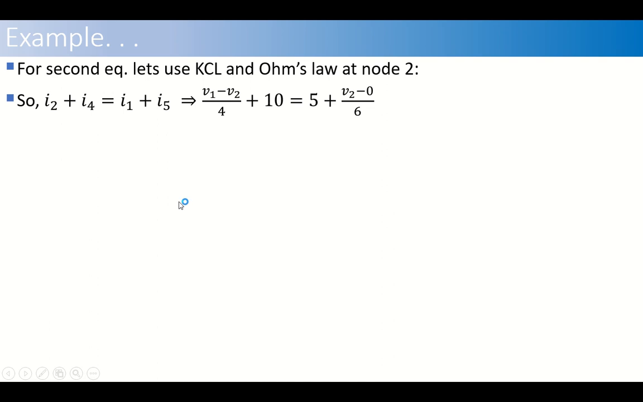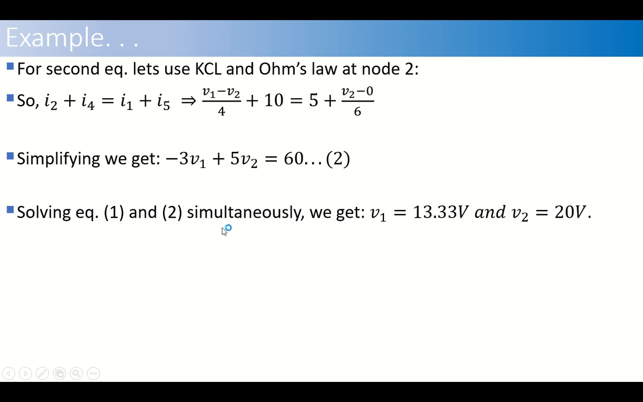Again, we can take the LCM, collect the like terms, and so on. So we will get an equation like minus 3V1 plus 5V2 is equal to 60. Remember that here we have taken the LCM and combined the like terms. Now we have two simultaneous equations in two unknowns, V1 and V2, so we can solve equations 1 and 2 simultaneously. We'll get V1 is 13.3 volts and V2 is equal to 20 volts. So now we have the node voltages at node number 1 and node number 2.